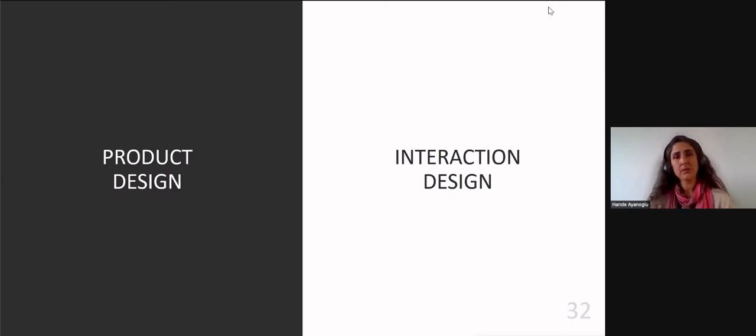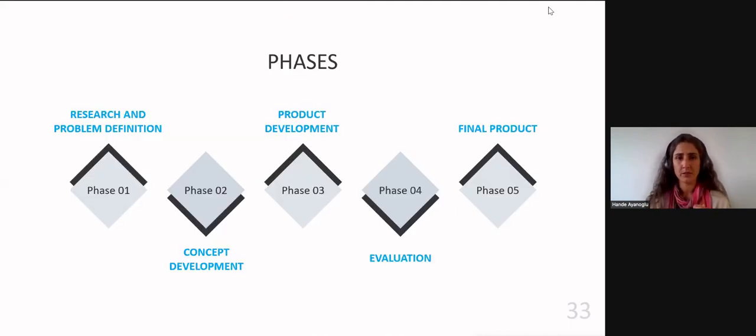I'll give some examples, and I feel like there are some problems regarding this, because I think we should join these two areas or take advantage of each other. We have similar phases during these processes. We define a problem, we define a concept, and then we select a concept and develop the product, evaluate it, and we have a final product. So it can be an interface, it can be a physical product, but the phases are quite similar.